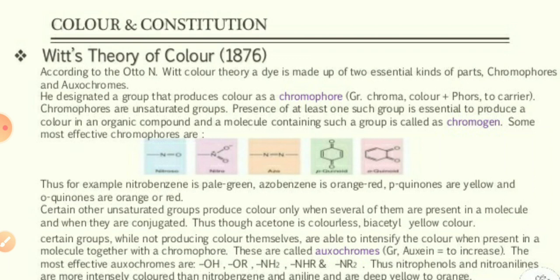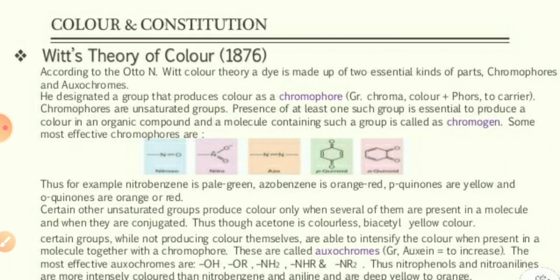According to him, the color produced by the dye is because of the chromophore. Chromophore comes from the Greek word chroma, which means color, and phore means a carrier. The chromophores are an unsaturated group, at least one of which is essential to produce color in an organic compound, and a molecule containing such a group is called a chromogen. So there are some examples of chromophores or chromogens.